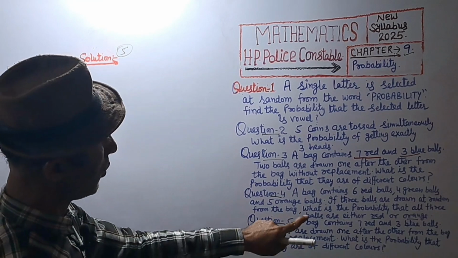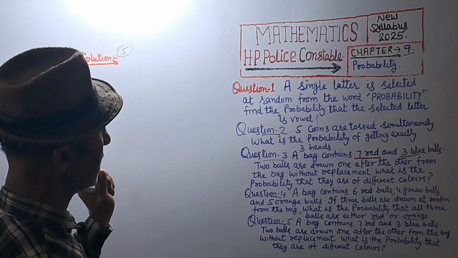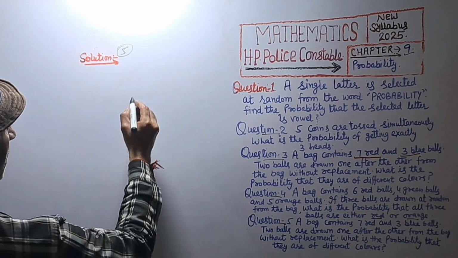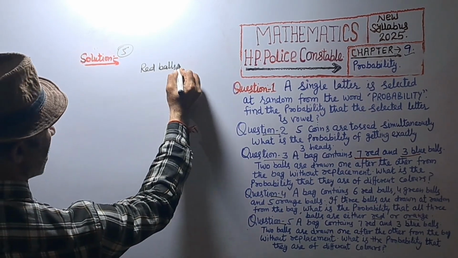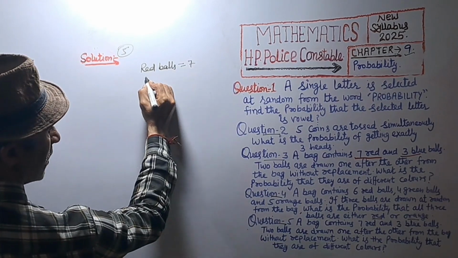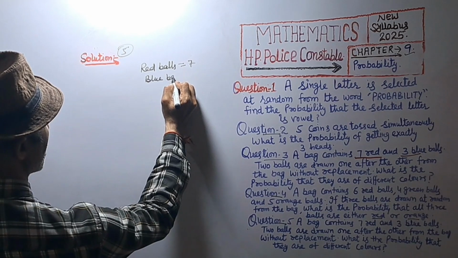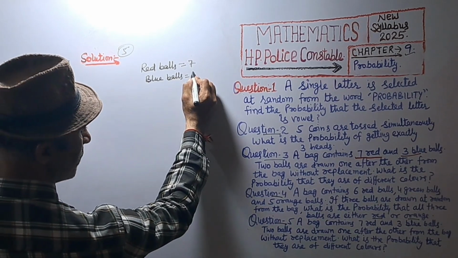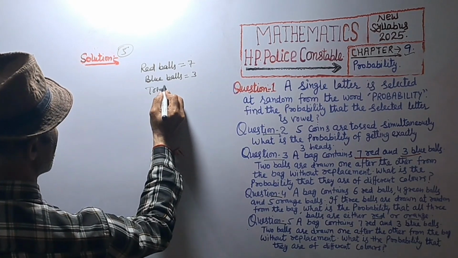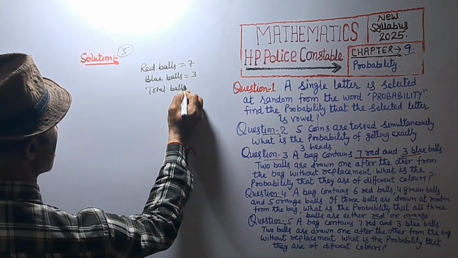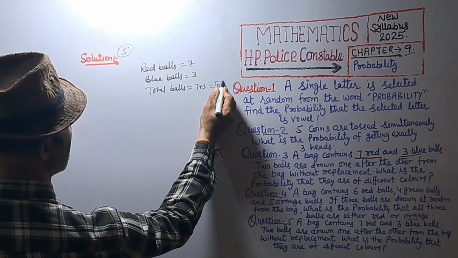2 balls are drawn one after the other from the bag without replacement. What is the probability that they are of different colors? Red balls equal to 7. Blue balls equal to 3. Total balls equal to 7 plus 3, that is 10.